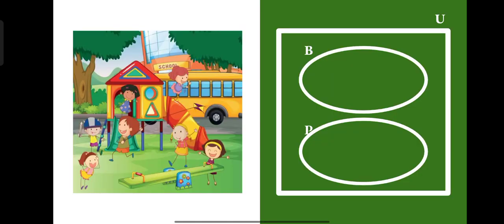This picture represents a school campus. In this picture, you can see a school campus consisting of a school bus as well as a school park or a children's park. On the right hand side, we can see its Venn diagram representation. The whole picture represents a school campus, so that is the universal set here.